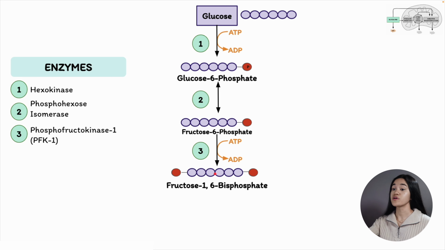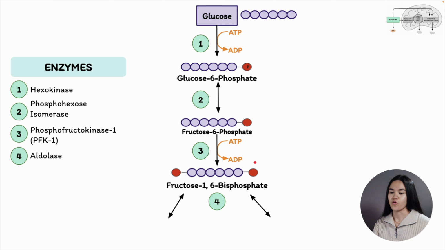Recall that in the previous step, we moved the carbonyl group to carbon 2, so that now carbon 1 is free to be phosphorylated. So the reason why it's called bisphosphate is that we have 2 phosphate groups at 2 different positions. We have a phosphate group at carbon 1 and carbon 6.